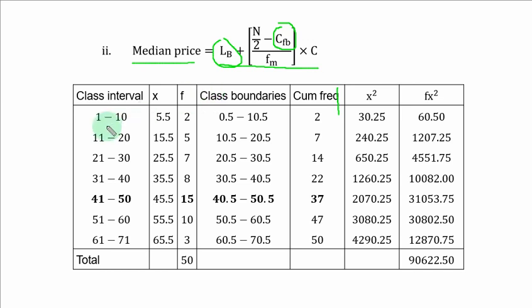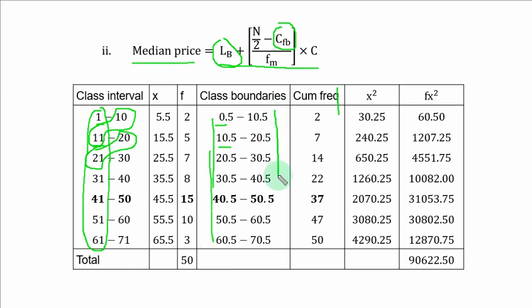To get the class boundary, you need to get the boundary value, which is the difference in adjacent sides divided by 2. You can take 11 to 10, you get the difference. You can take 21 to 20, the difference is always 1. If you divide 1 by 2, you have 0.5 as the boundary value. To get the lower class boundary, you subtract the boundary value from the lower class limit. So 1 minus 0.5, you have 0.5. 11 minus 0.5, you have 10.5, and so on.